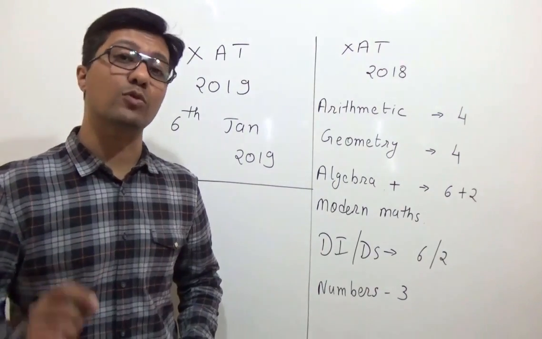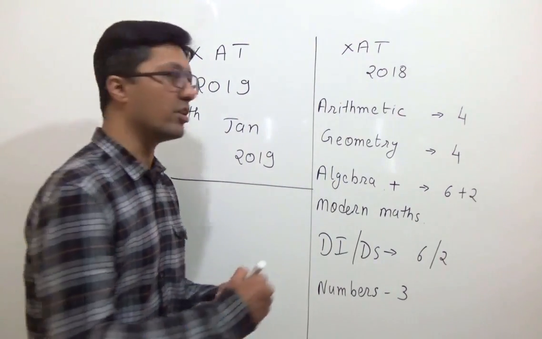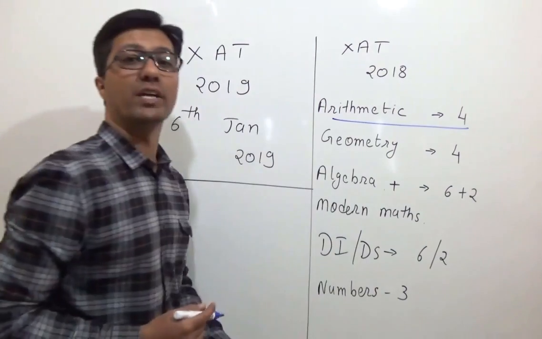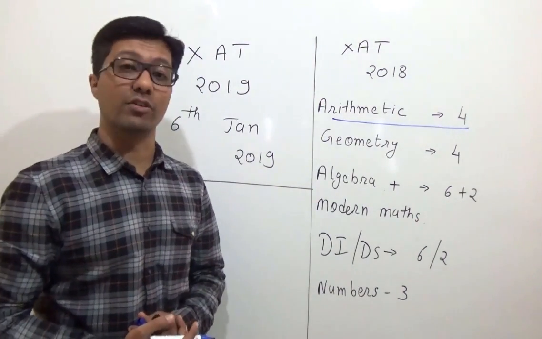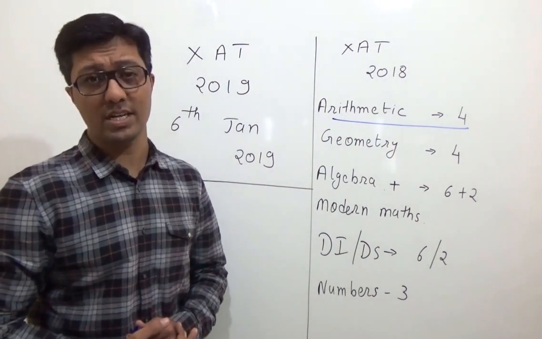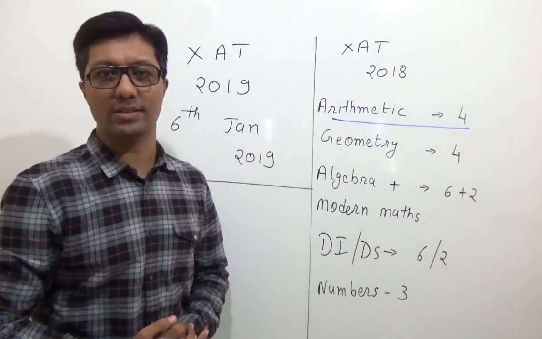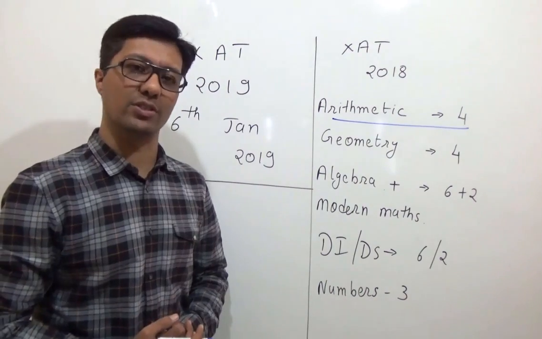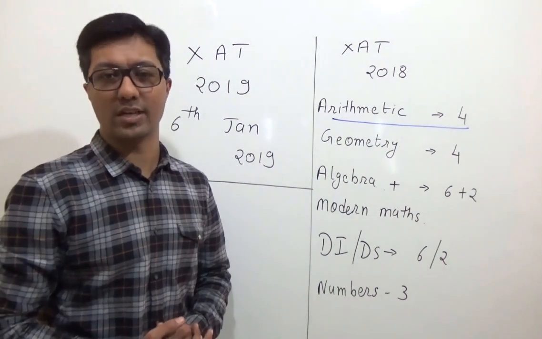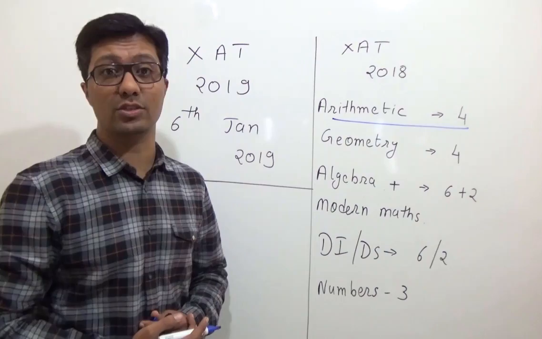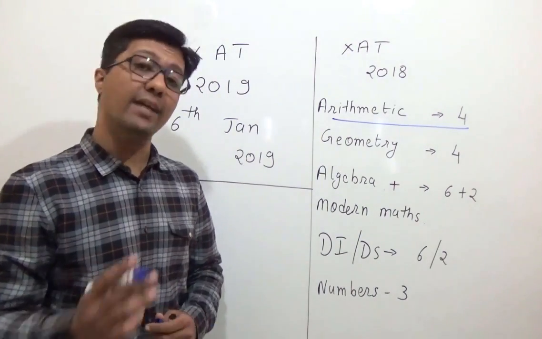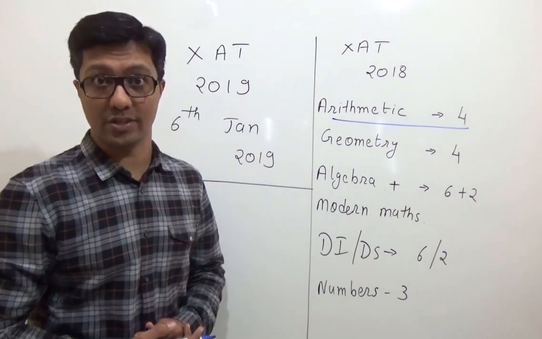Last year, out of 27 questions, there were 4 questions based on arithmetic. There were 4 questions based on geometry. There were 6 questions from algebra, 2 questions from modern maths. There were 3 questions from number system. There were 6 questions of data interpretation split into 2 sets of 3 questions each. And there were 2 questions of data sufficiency.